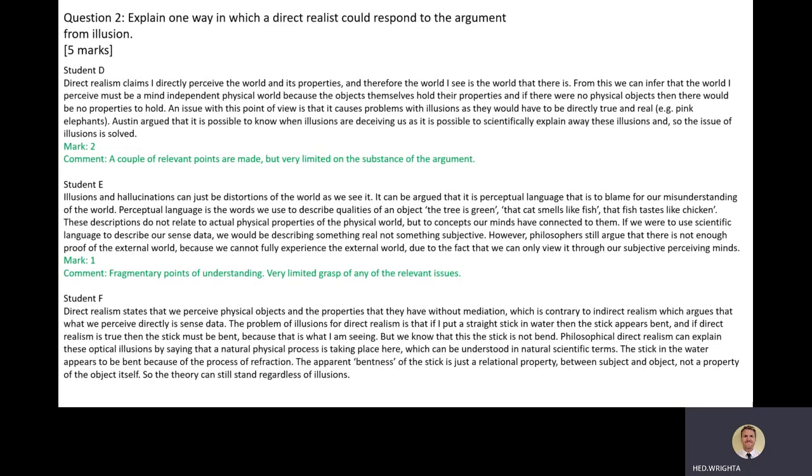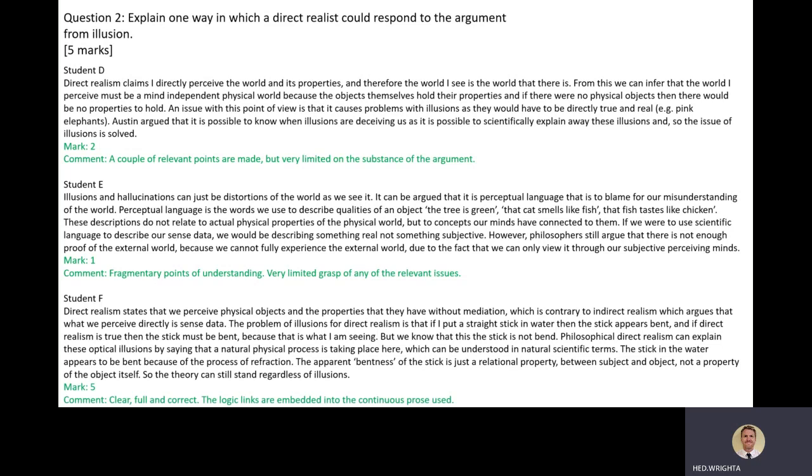Like proof of the external world and fully experience the external world, I suppose, but it's only 1 mark out of 5. Now that student will probably leave thinking, I've written loads, I've written some good stuff, but they've only got 1 mark out of 5 because they haven't actually answered the question. And then the last one, student F, 5 marks. This is an excellent answer.